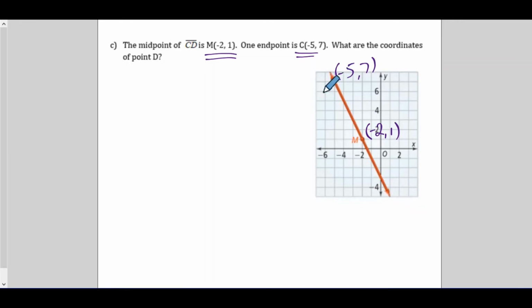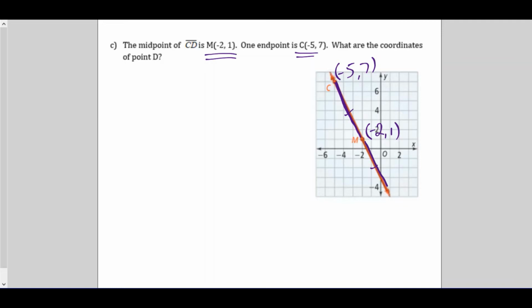Basically you're thinking about doubling this distance. If M is the midpoint, then this segment and that segment, I'm not sure exactly how far that goes, but I know it's the exact same distance as that. So there's two different ways you can do this.